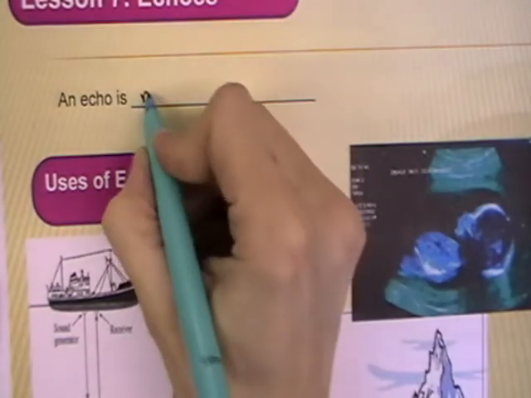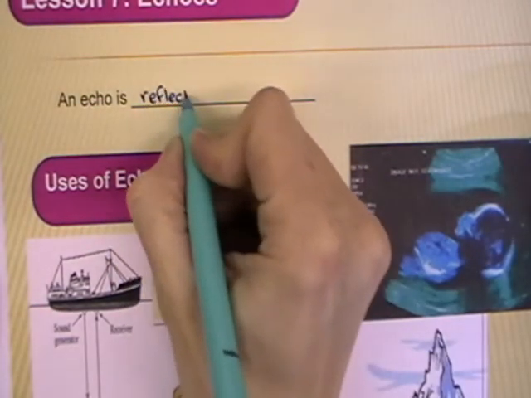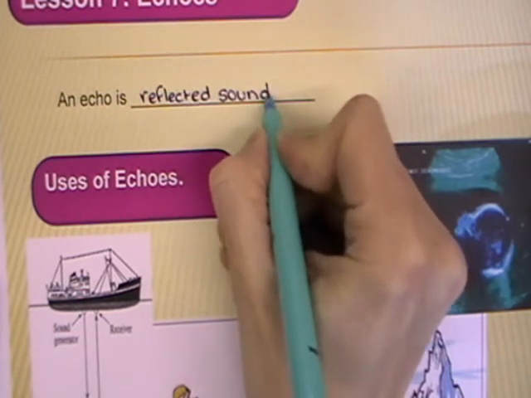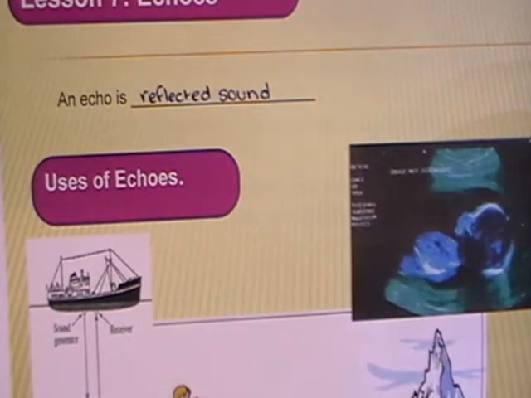An echo is a reflected sound, or a sound that is reflected from a surface. Generally echoes happen whenever sound is reflected from a hard surface, but it can also happen whenever sounds are reflected from other kinds of uneven surfaces, such as the surface of a cave.